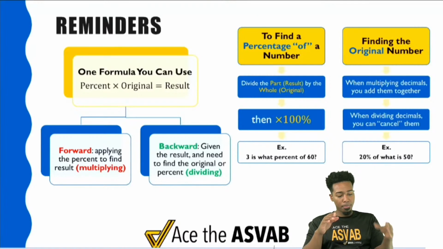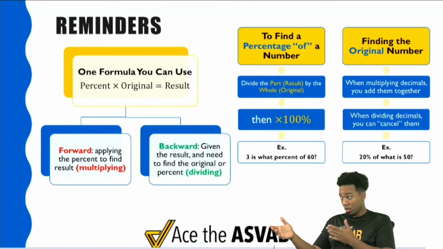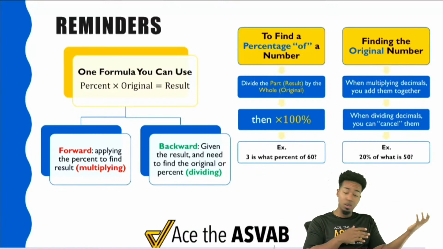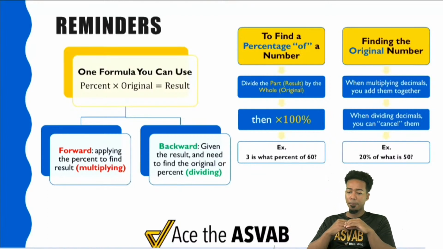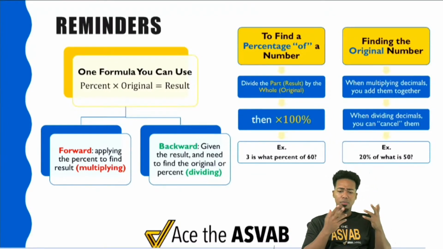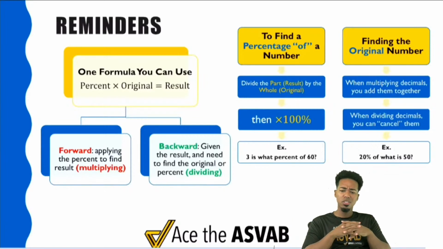So, for example, has anybody here ever had trouble with understanding if the problem is asking you to find the result or if it's asking you to find the original number? Has anybody here ever had trouble with that? Understanding if the problem is asking you to find the result or the original, going forward or backwards?